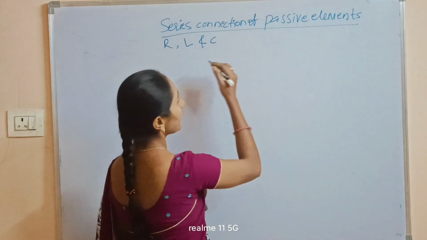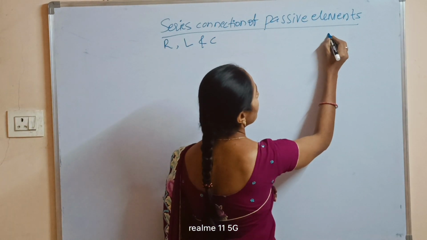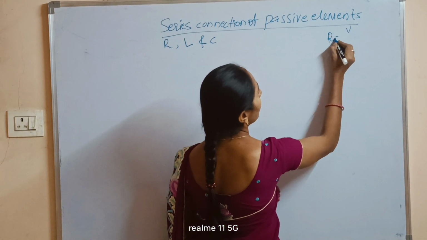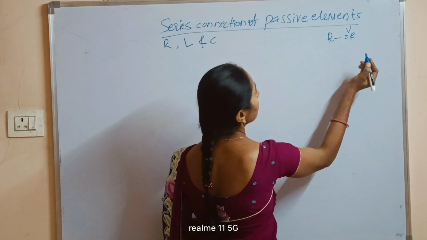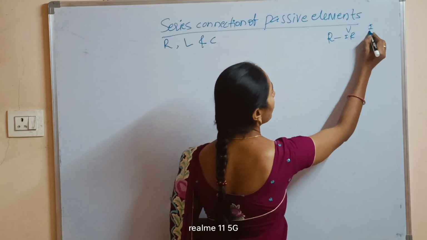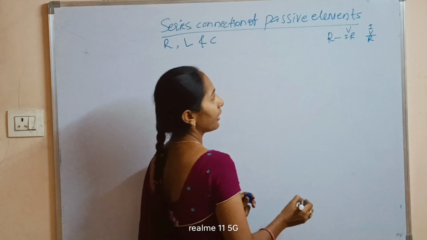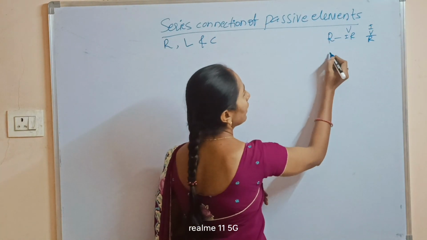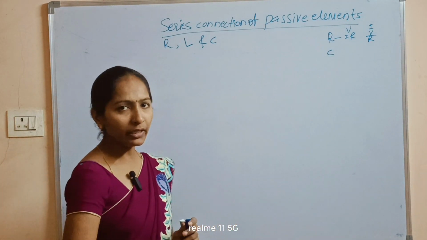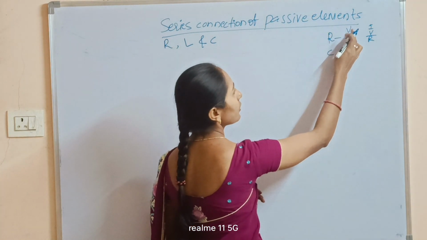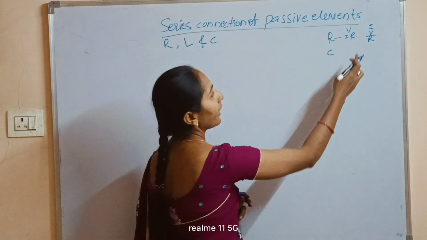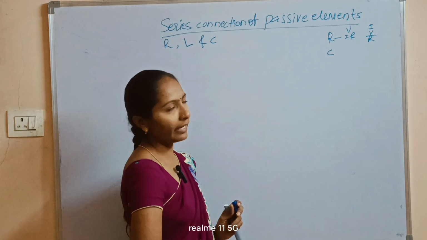So coming to resistor. The voltage across a resistor is V equals I into R. Now the current is I equals V by R.